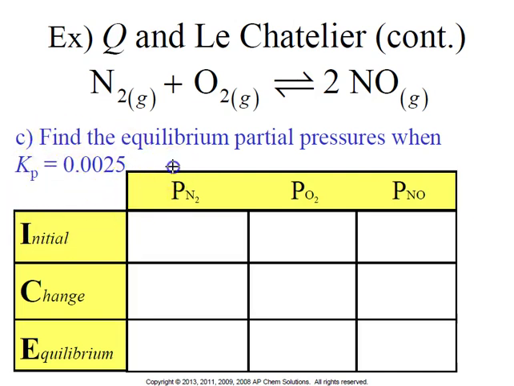Well, in this case, the K value went up as well. Notice that it was 10 to the negative 30th, I believe, and now it's 0.0025. So that's a big change in our K value when the temperature went up. This K being much bigger than 10 to the negative 30th means I have more products. So when the temperature went up, that caused me to make more products.